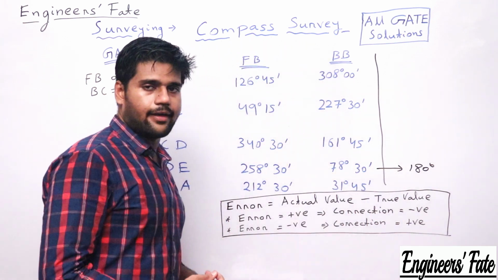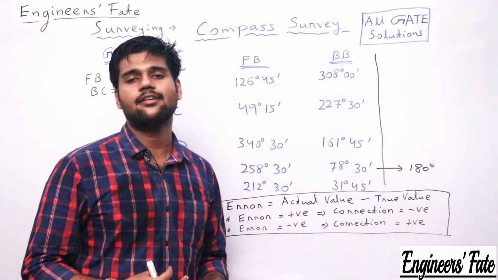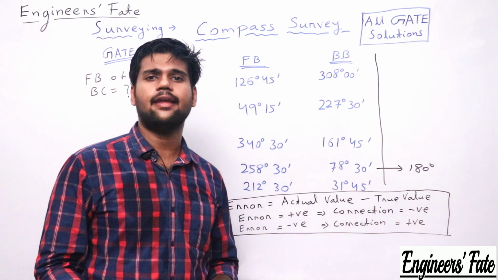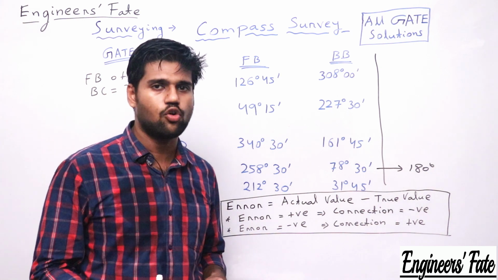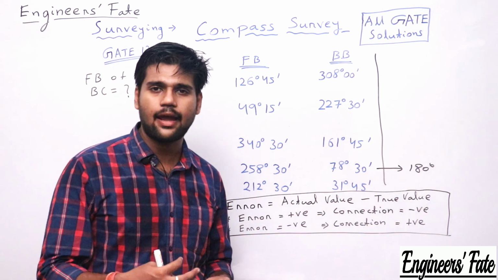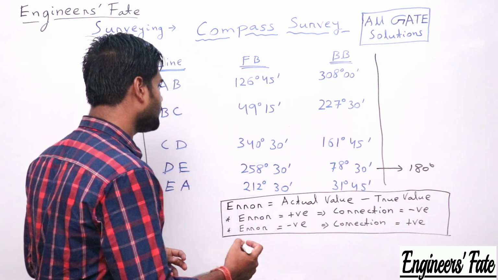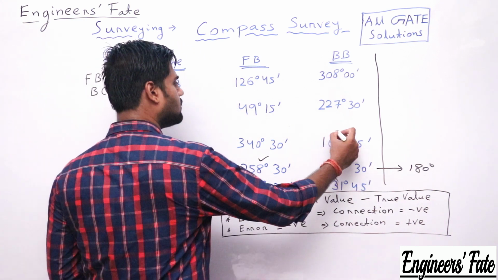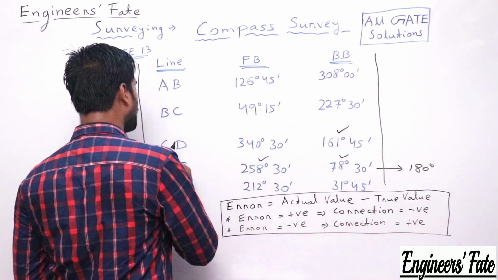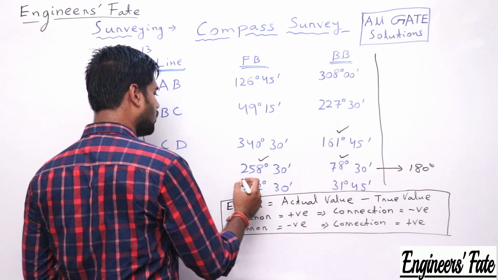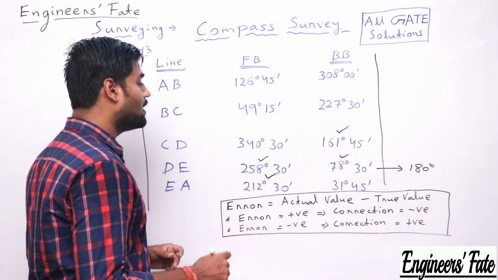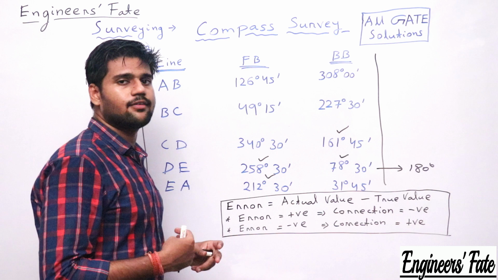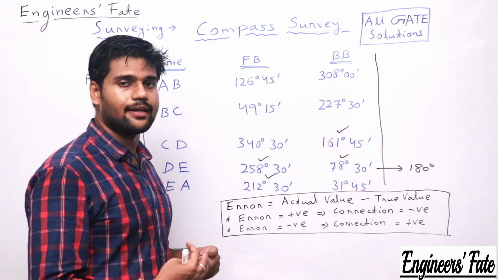So whatever the readings taken from station D and station E are correct, because stations D and E are free from local attraction, since the difference between the forward bearing and the back bearing is 180 degrees. So the readings taken from D and E are also correct, meaning the back bearing of line CD is also correct and the forward bearing of line EA is also correct. The trick is to simply subtract and check whether the readings differ by 180 degrees or not.